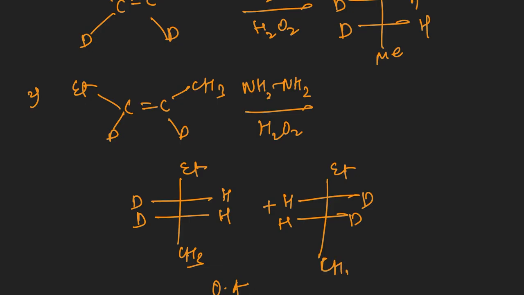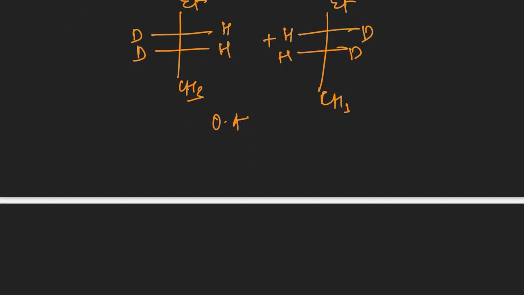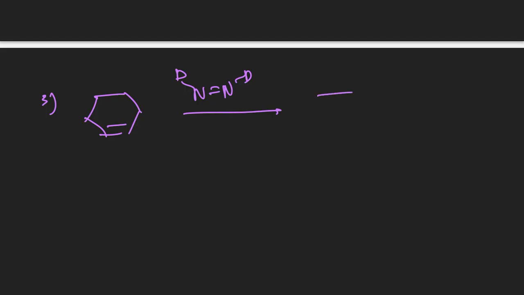Let's solve some more problems related to NH2NH2, H2O2. Third, we have cyclohexene. When it reacts with N double bond N with deuterium, how will it form? Hydrogen deuterium, hydrogen deuterium. So this will form like this. And like that, the sixth problem we have.